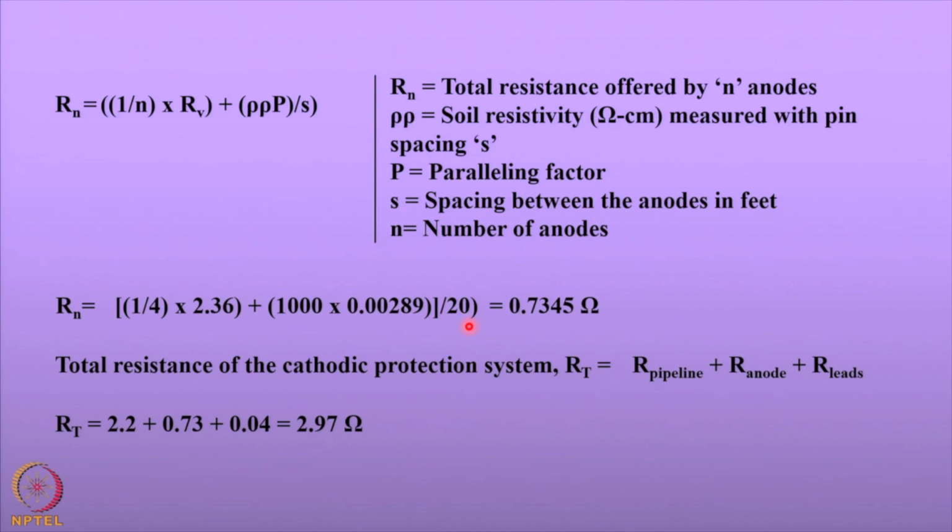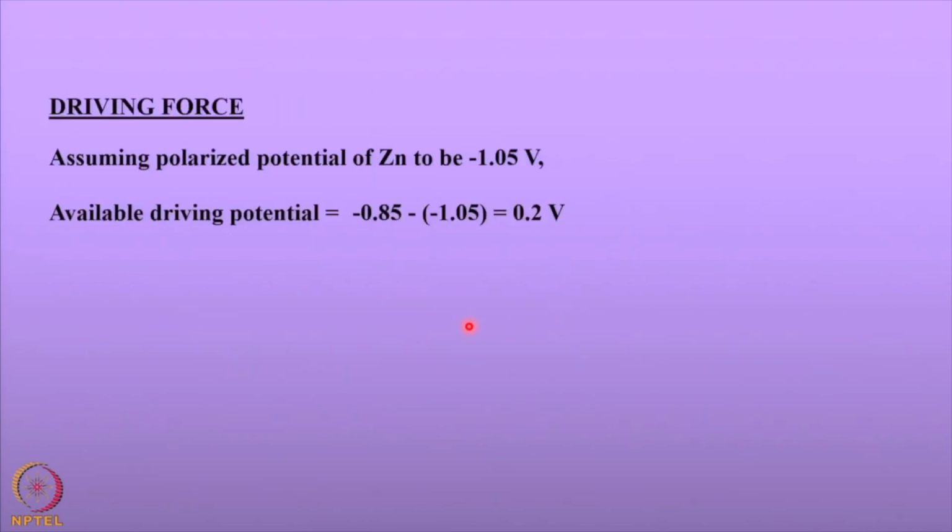that constitutes resistance from the pipeline, anode and the leads. Now, our next task is to determine whether the zinc anode is able to drive the current against this resistance. That will be seen in the next problem. So, we look at the driving force that zinc can really offer.